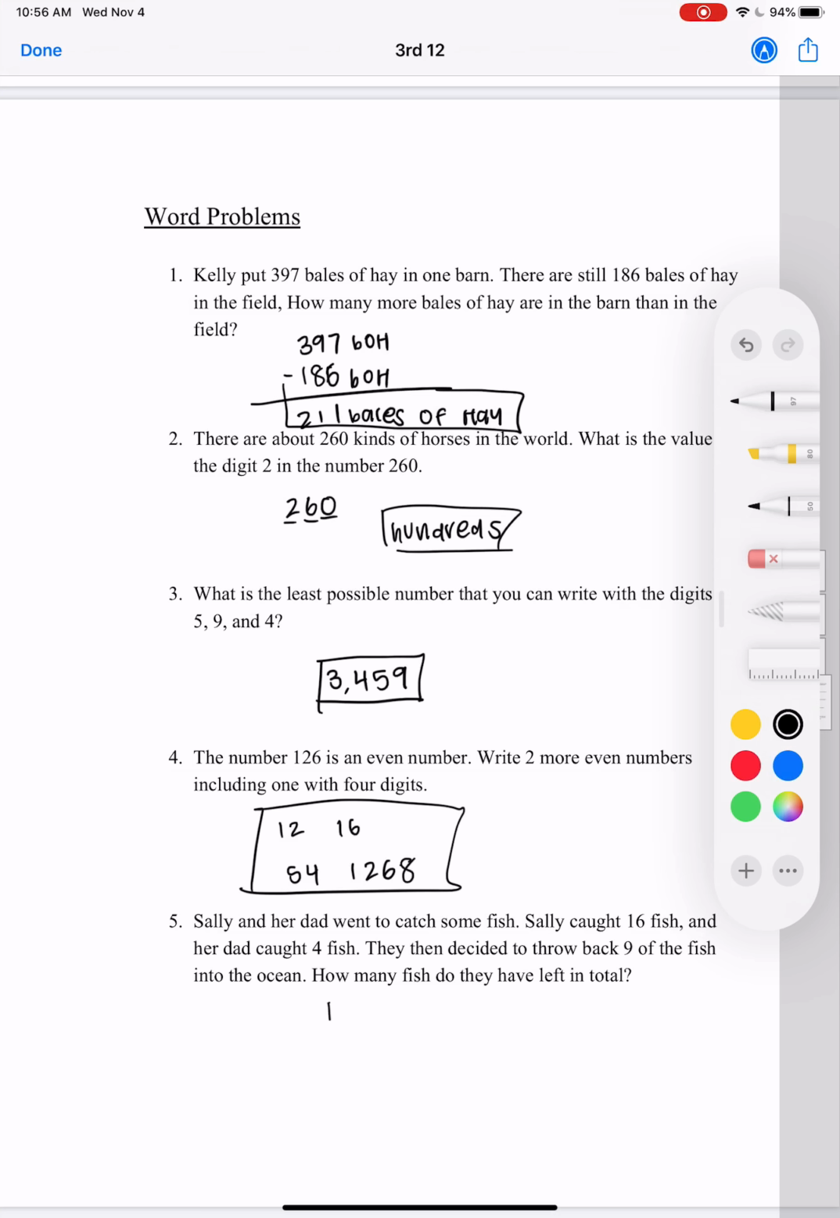So she caught 16 and her dad caught 4. So together they caught a total of 20 fish. But then they throw back 9 of them. So you do 20 minus 9. Since you can't do 0 minus 9, you change that to a 10 by bringing over 1 from the 2. So 10 minus 9 is 1. 1 minus nothing is also 1. So they have 11 fish left in total.